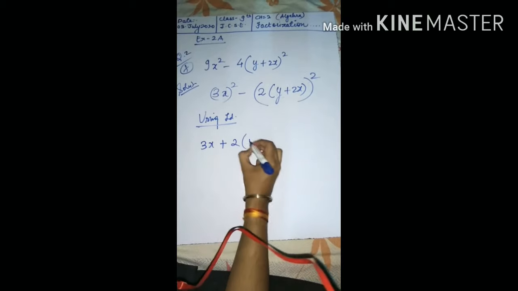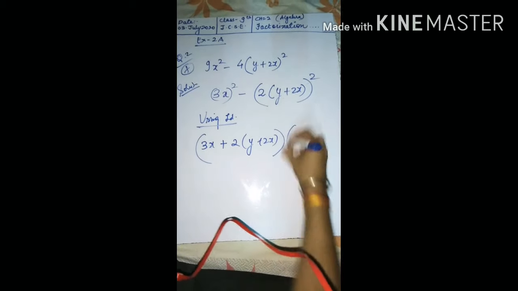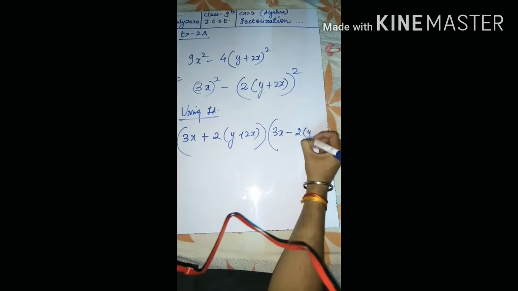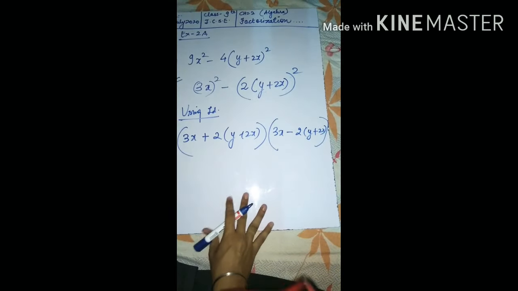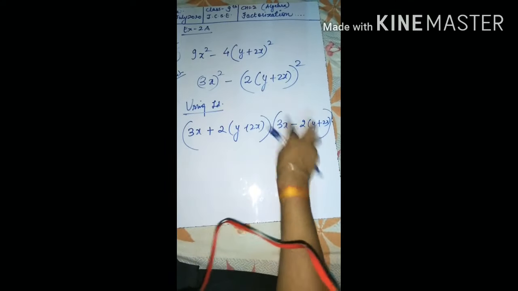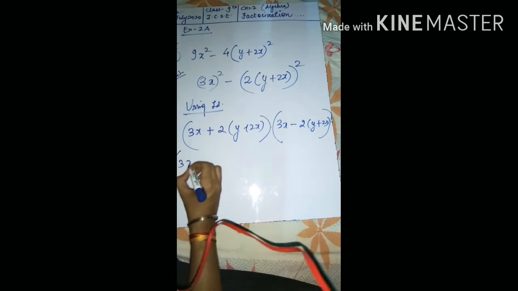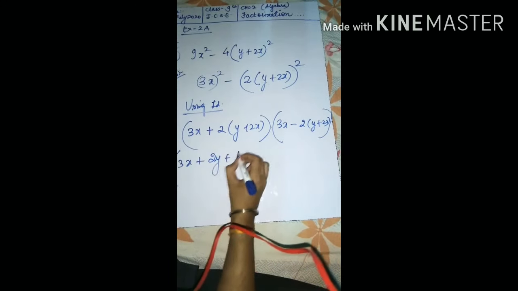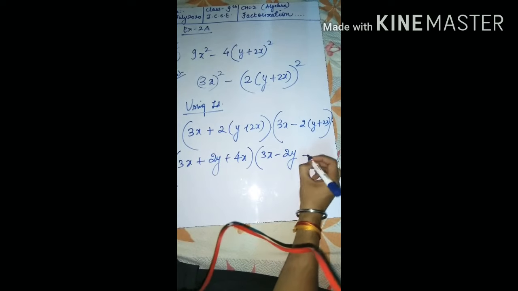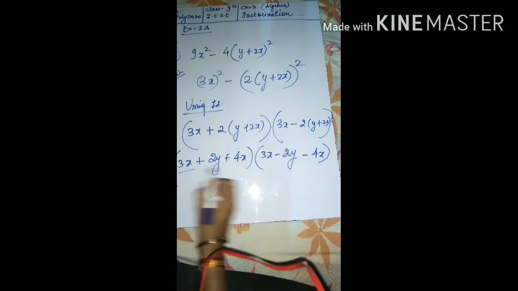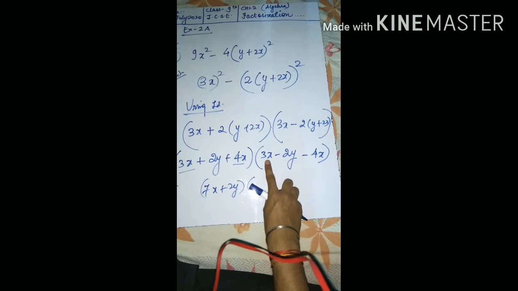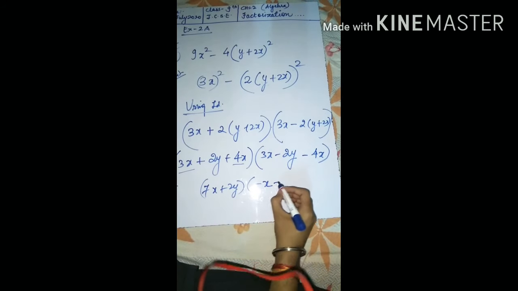a plus b into a minus b. Okay, this is a, this is b, into a minus this is b. 3x plus, multiply 2 inside, so this will be 2y plus 4x, and here also you multiply minus 2, so this is minus 2 minus 4x. 3x plus 4x will give you 7x plus 2y, and here 3x minus 4x will give you minus x, and this minus of 2y.